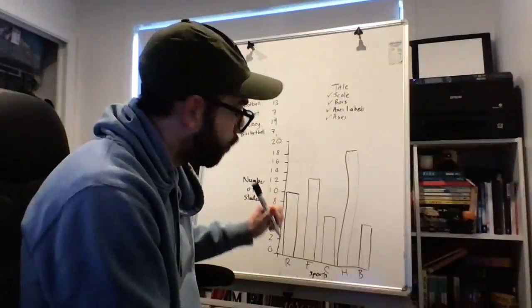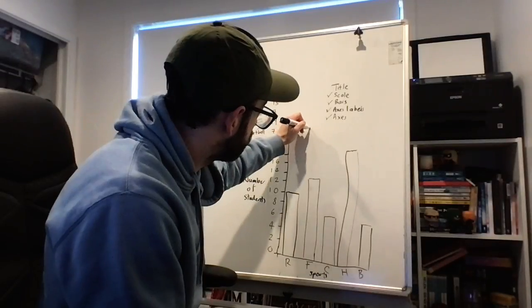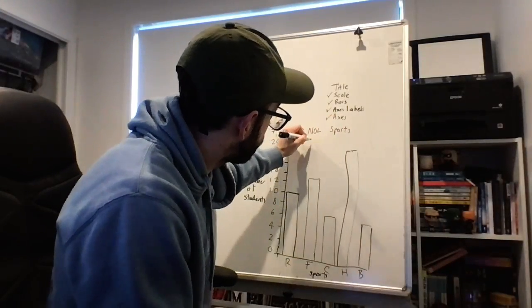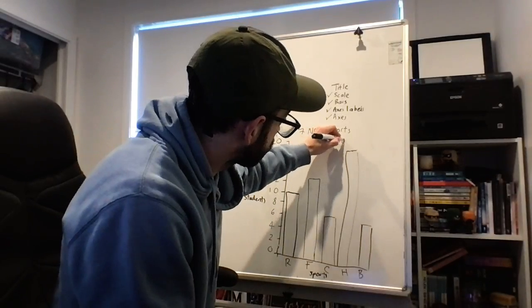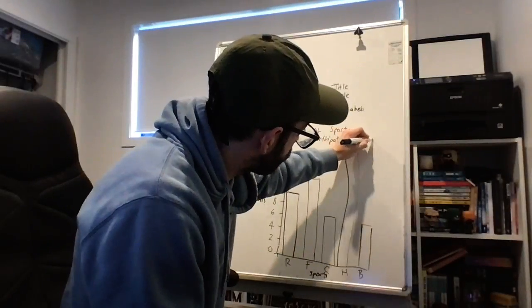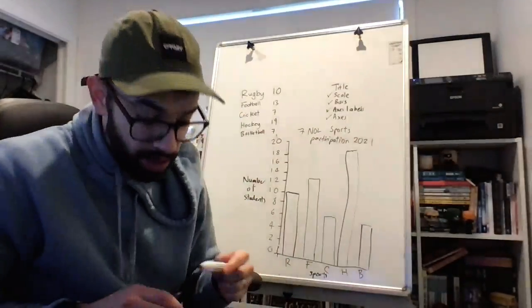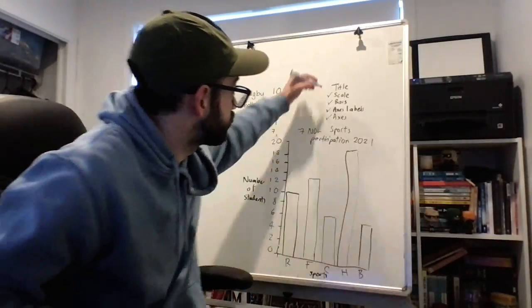And lastly, we need a title. And this, we're going to call it 7 Nolan Sports Participation 2021. Okay. Now, obviously, it's not true to Nolan. I just made it up. But that's just giving you a bit of an idea about how we do a bar graph. The other, and then we'll tick off the title.